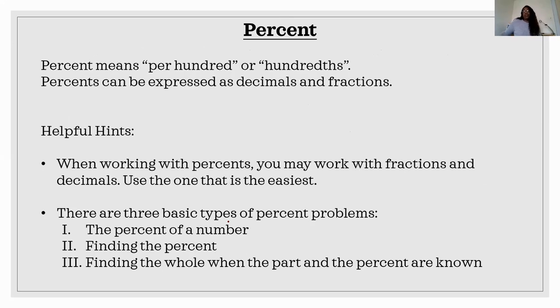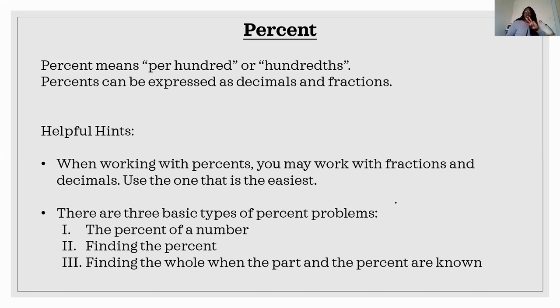So what is a percent? A percent means per 100, or hundredth with the TH. So it's going to be something out of 100. Percents can be represented as decimals and fractions. So we're going to be doing a couple of helpful hints. When working with percents, you may work with the fraction or the decimal. You can change a percent to a decimal to help you do your calculations, or you can change it to a fraction to help you do the calculations, depending on the situation.